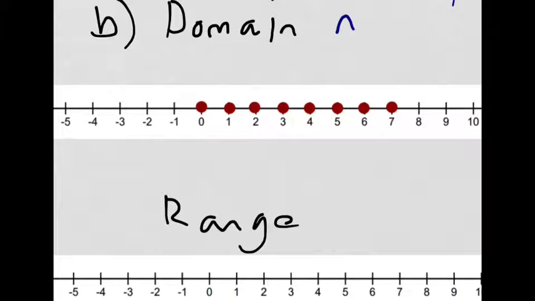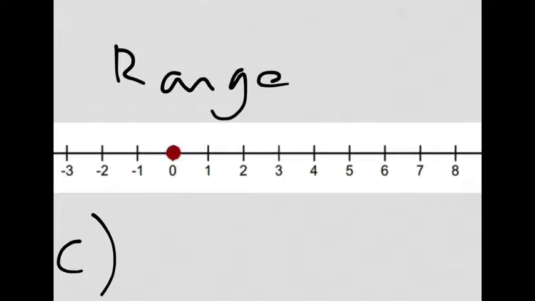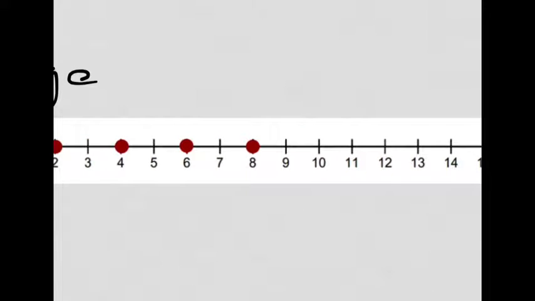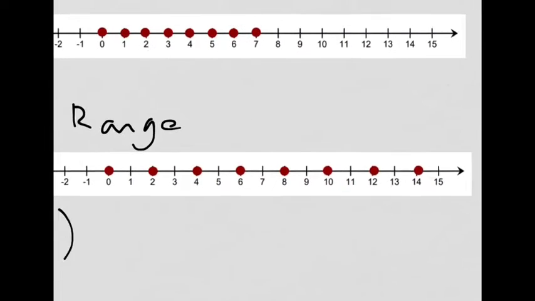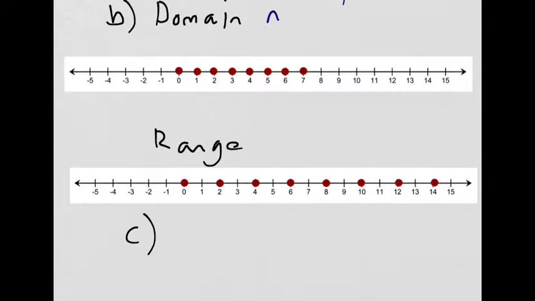What about the range? Well, he could go 0 meters. If he jumped once, he'd go 2 meters. If he jumped again, he'd go 4 meters. Jumped again, he'd go 6, 8, 10, 12, or 14. There we go. There's our domain and range represented with a number line.